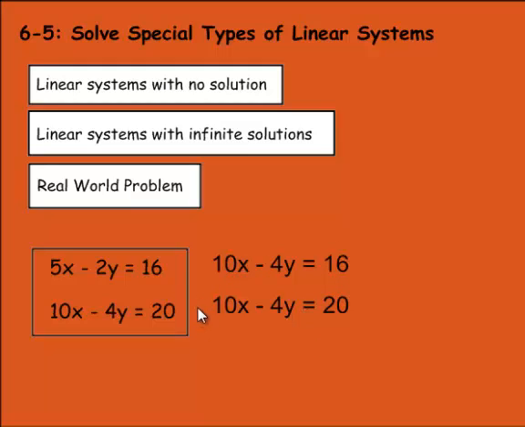So that's because if we subtract here, 10 minus 10 and then negative 4 minus negative 4, this would be 0 equals negative 4. And then this is an impossible answer, so there are no solutions to this system. And that happens once in a while. Sometimes there are an infinite amount of solutions as well, so let's take a look.